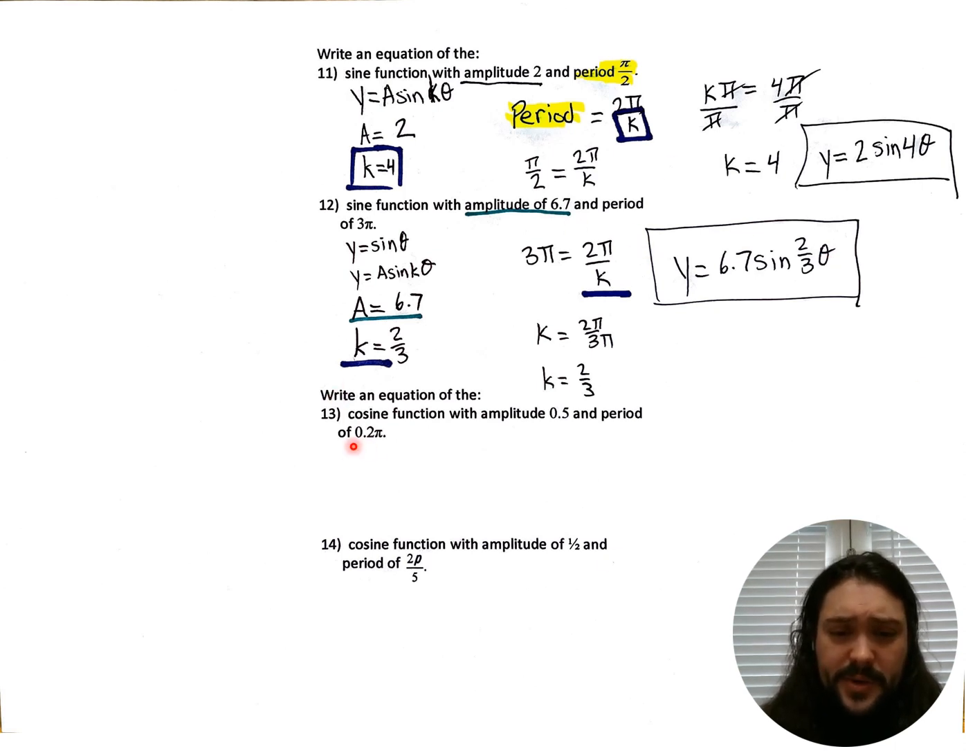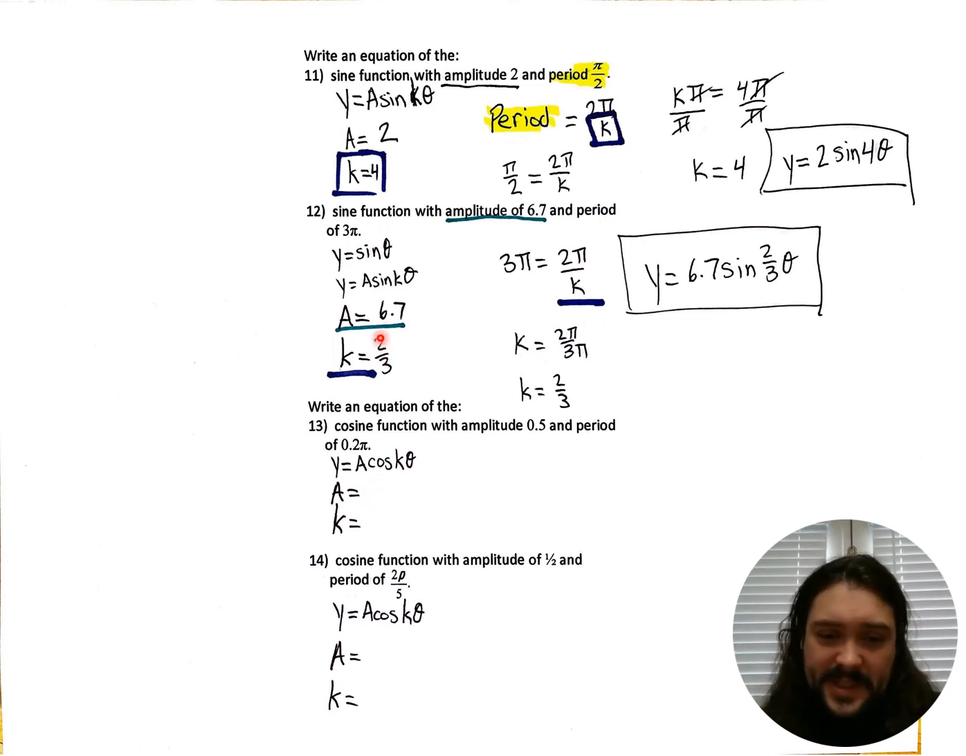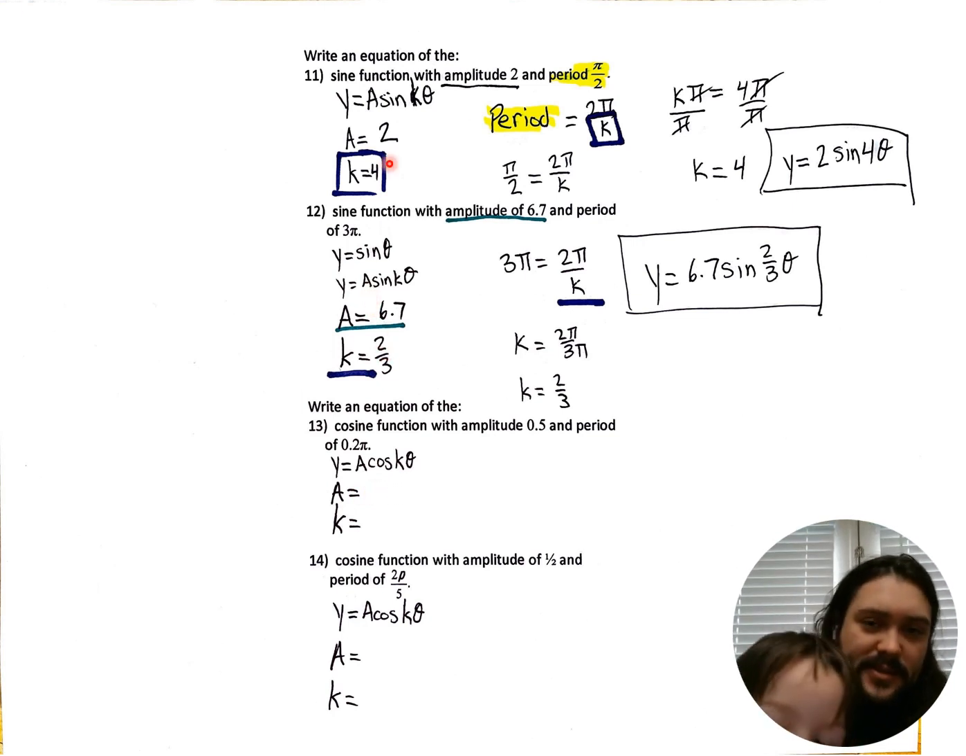Then we go to number 13. These ones are cosine, the same idea, just cosine instead of sine. So we're going to write an equation for a cosine function with an amplitude of 0.5 and a period of 0.2 pi. So I'm going to say y equals a cosine k theta. Same thing as the sine.